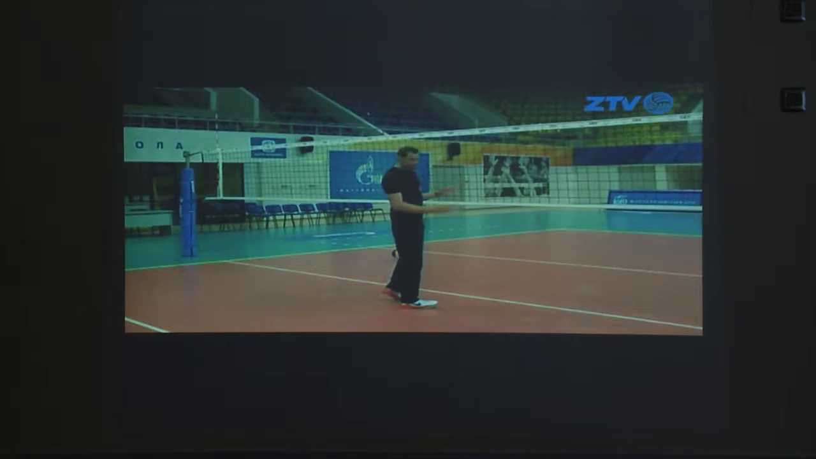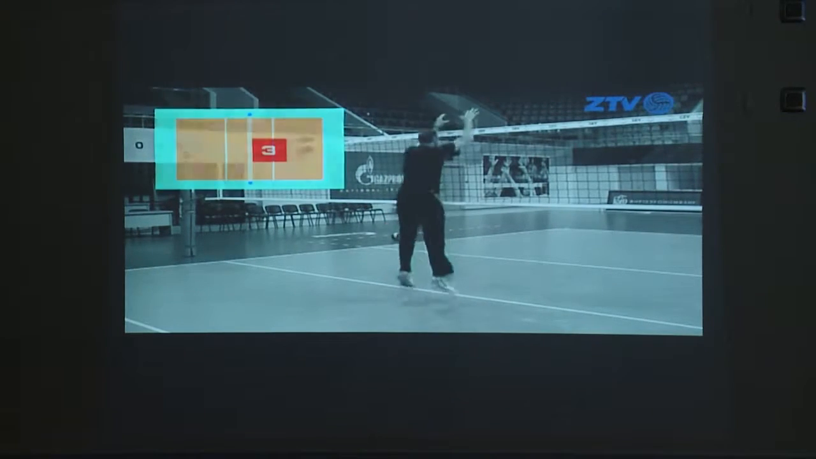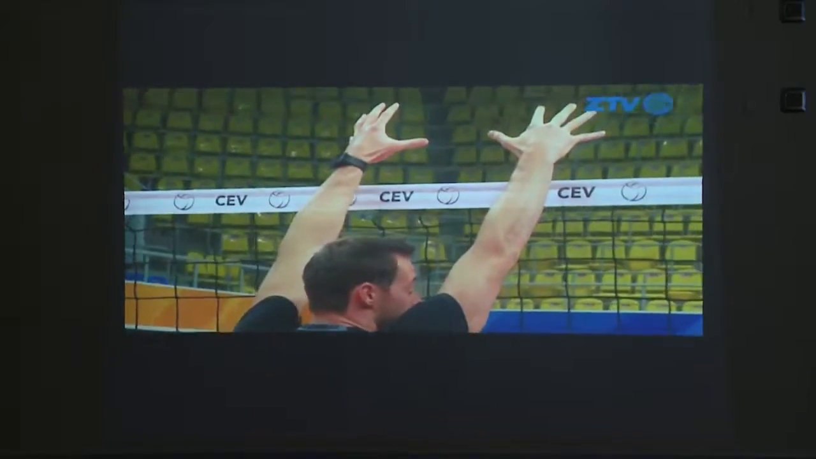If I'm going to block a middle blocker that's coming at me, I'm going to load my legs, jump, and press over the net. The idea is to get the hand over the net for as long as possible.